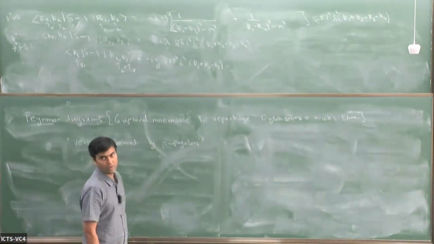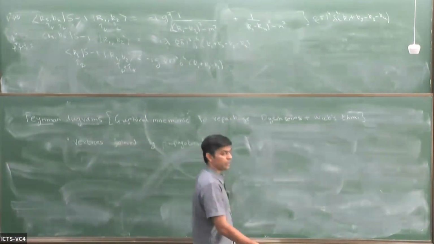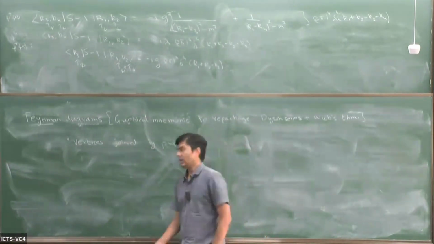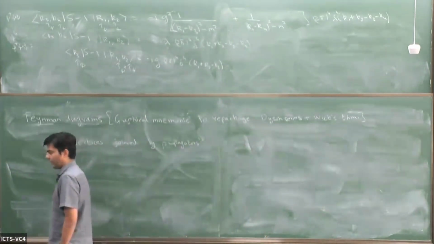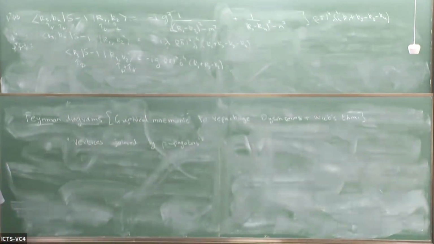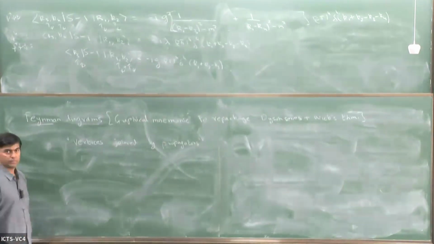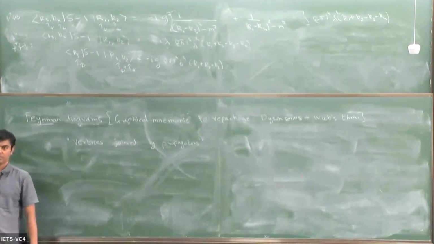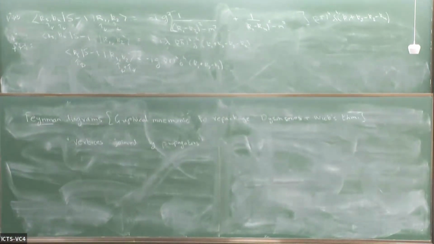There are only two basic ingredients, and then there are various rules you have to apply at the vertices, and there are integrals you need to do. Sometimes there are delta functions that fix everything, so there's no integral you're left with. Sometimes there might be integrals you're left to do, but the basic structure is just this. Is this clear? No questions? Okay, fine.